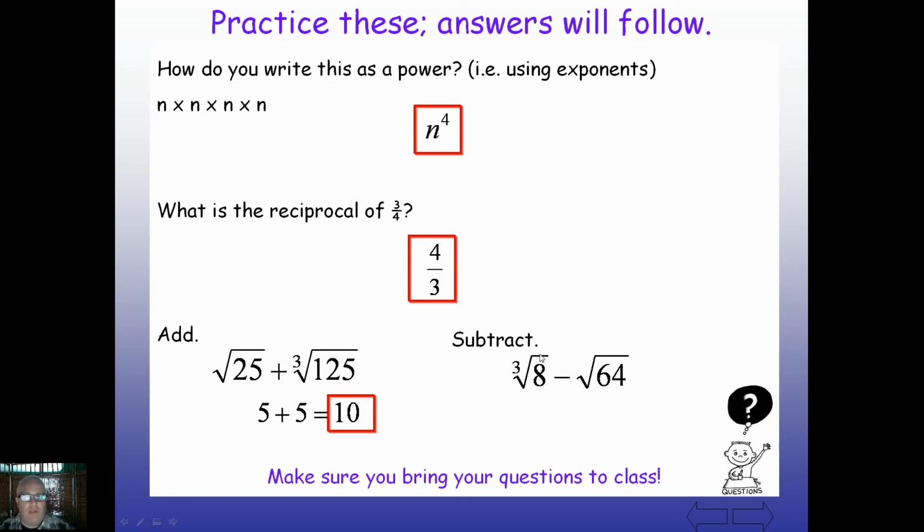And subtracting, cube root of 8 minus the square root of 64. So cube root of 8, give me a number multiplied by itself 3 times to get you 8. How about 2? And then subtracting the square root of 64, I think we're looking at negative 8. So how about negative 6 there for an answer? All right, so go ahead and check and see how you did on those 4.